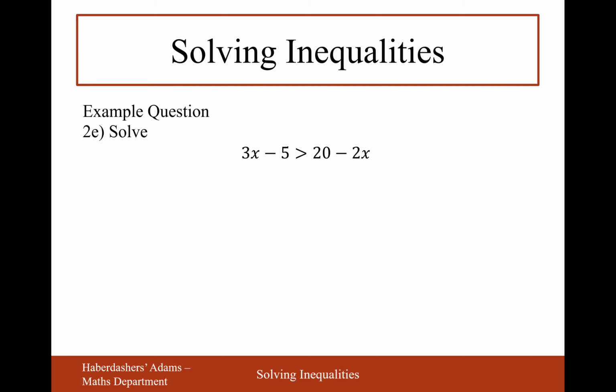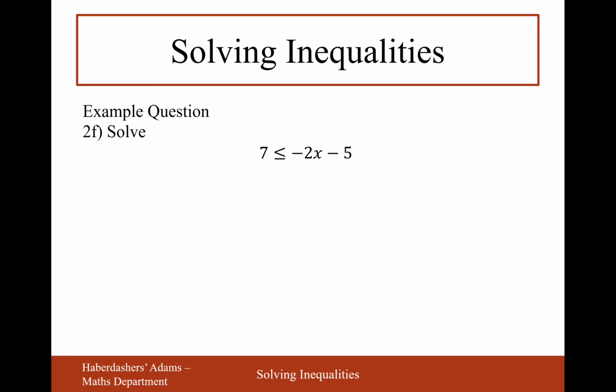Moving on to the next one, let's evaluate the x's. I have 3x here and a minus 2x here. First thing I would do in this question is to move the smaller x value. I've got 3 and minus 2 here, so I'll add 2x to both sides. Add 2x, add 2x. So I'll get 5x minus 5 is less than 20. I'll add 5 to both sides now, so 5x is bigger than 25. And then divide by 5, x is bigger than 5. There we are.